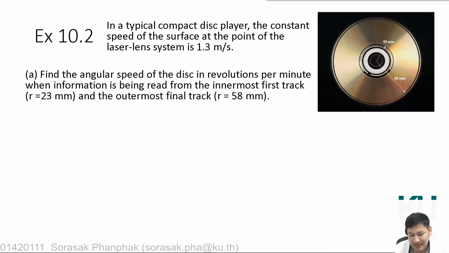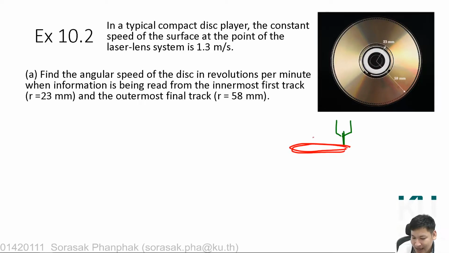So let's see. Through this problem, they have something like a CD or laser readout system, where the laser points down and reads some information embedded underneath the CD-ROMs. And this kind of compact disc rotates, and the rate in this case is like a constant speed of the surface at the point of the laser lens system.